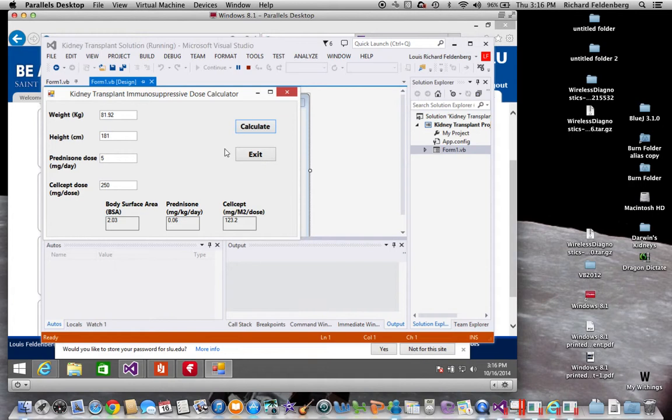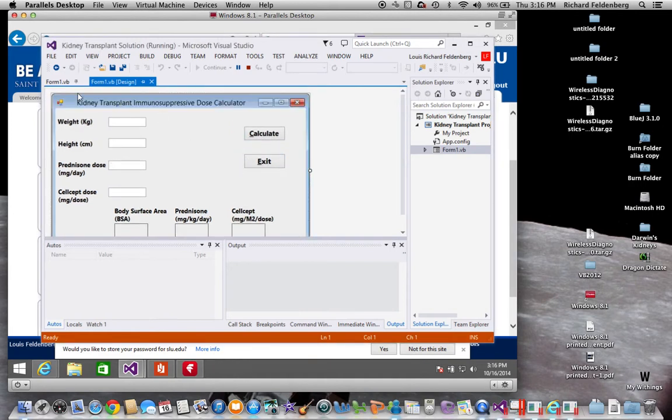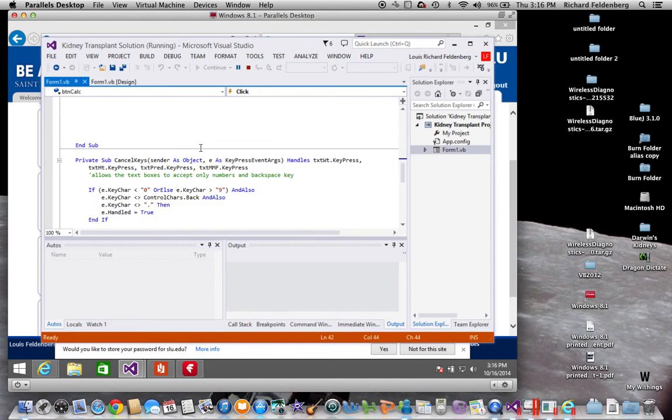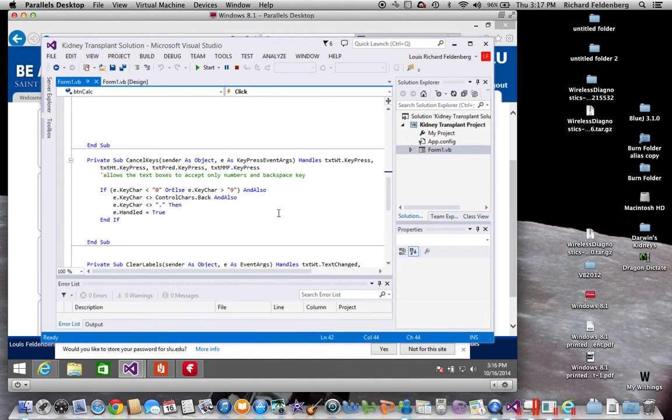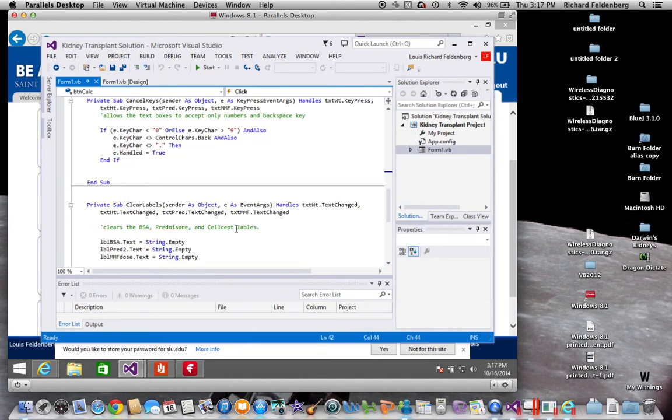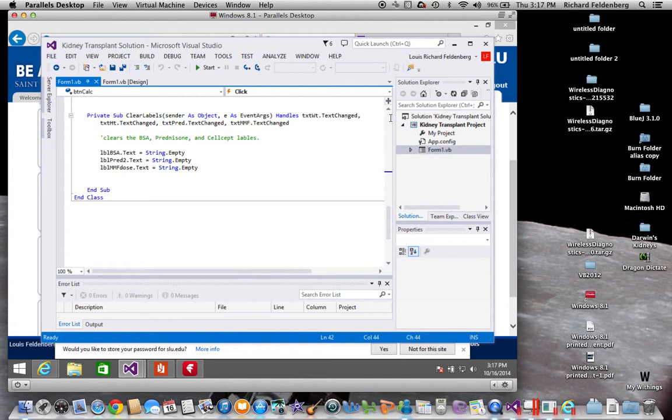I'm going to go ahead and exit this and then go to the code so that you can just see a few key things. So here you can see that the text boxes will only accept the numbers, the backspace, and then again I had to put in the decimal point so that we could get a little bit more sensitive or accurate information. Again, it'll clear the labels when we change the text on the text boxes.